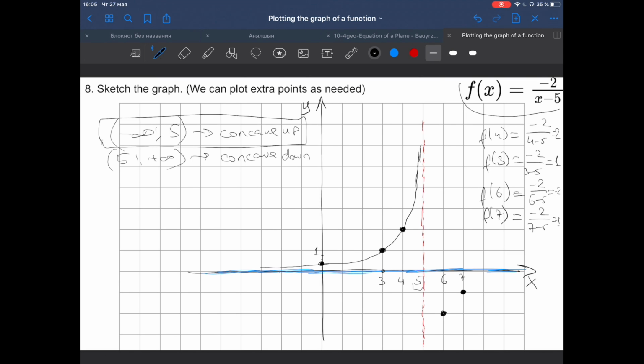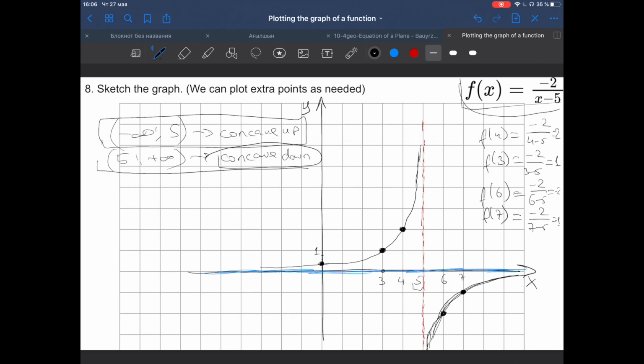And look, we know that on this interval from 5 to plus infinity, our graph is concave down, yes? It means we need to draw like this. Okay? And by using our information, by following the steps, we just sketched the graph of our given function.